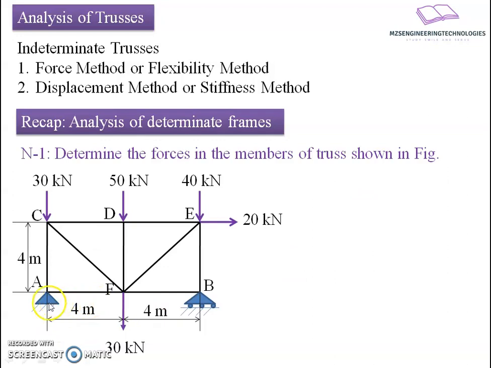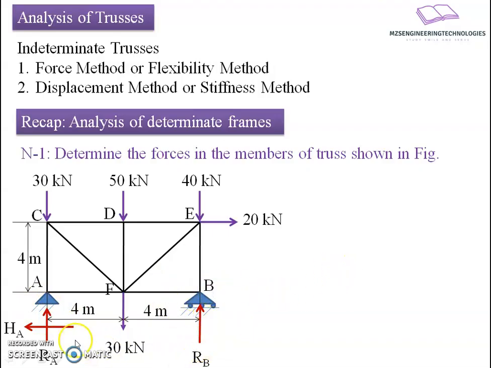So now I will put the joint names here: A and B at the ends, which are supported by end restraints, and the other joints are C, D, E, F, in a clockwise manner. Next, I will find out the unknown reactive forces developed due to end restraints. There are two reactive forces at end A and one at end B. At A the support is a hinge support, and at B it is a roller support.